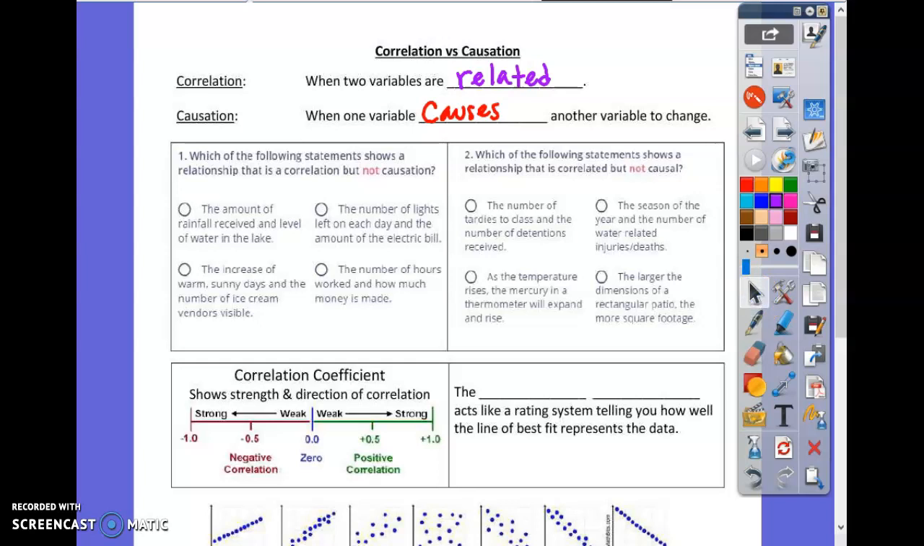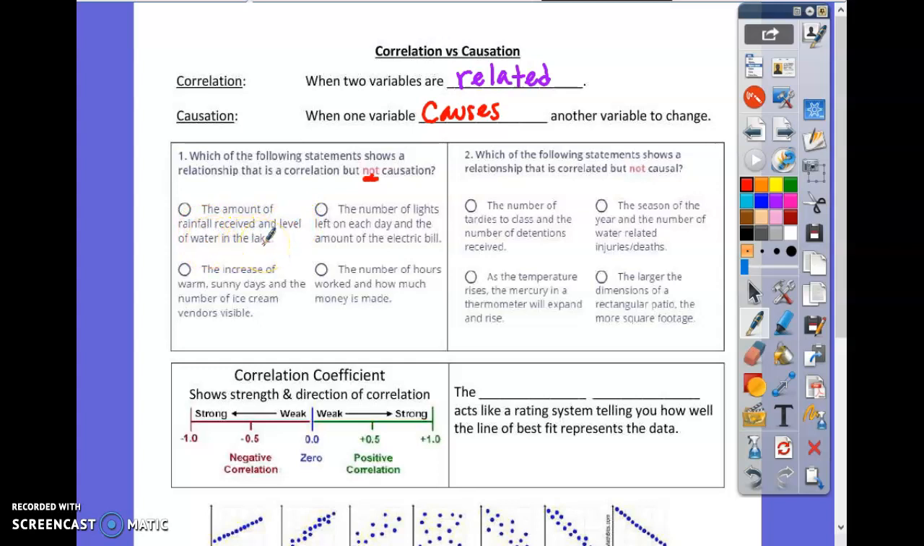So we're going to practice some of these, and some of these are kind of hard to tell whether it is causation or not. We want the one that is not causation, so it's going to be the one that we feel doesn't cause the other one. We're going to read these and decide yes or no, does it cause the other one or not. The amount of rainfall received and the level of water on the lake.